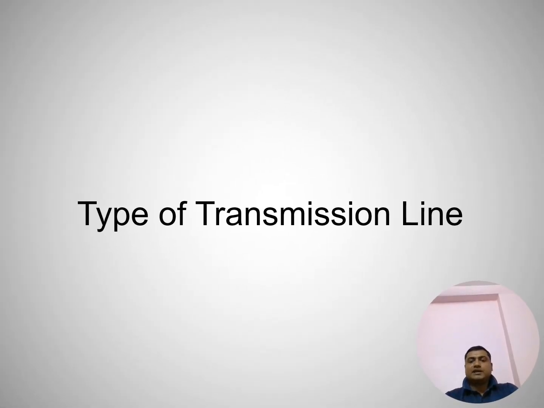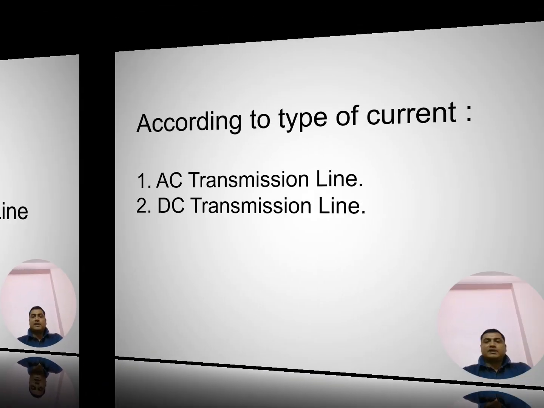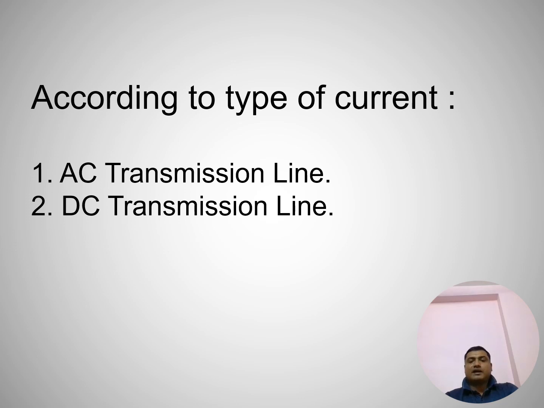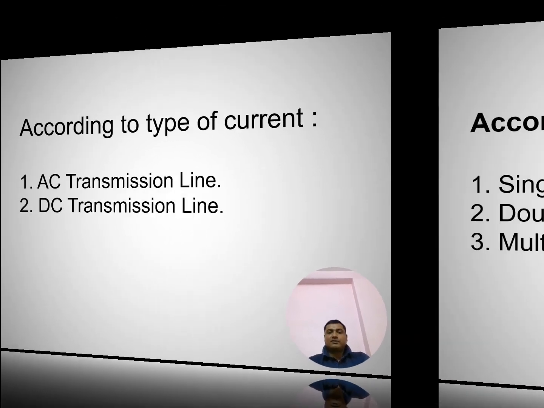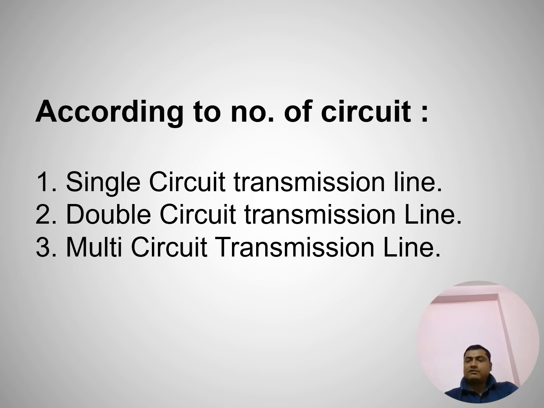The types of transmission line. Now I am coming to the types of transmission line. Basically, according to the voltage or current, transmission lines are of two types: AC transmission system and DC transmission system. Now according to the circuit: single circuit transmission has RYB, the three phases only. Double circuit transmission line has RYB and RYB, that is six conductors, two R phase, two Y phase, two B phase. And multi circuit transmission lines have four circuits, six circuits, like that.